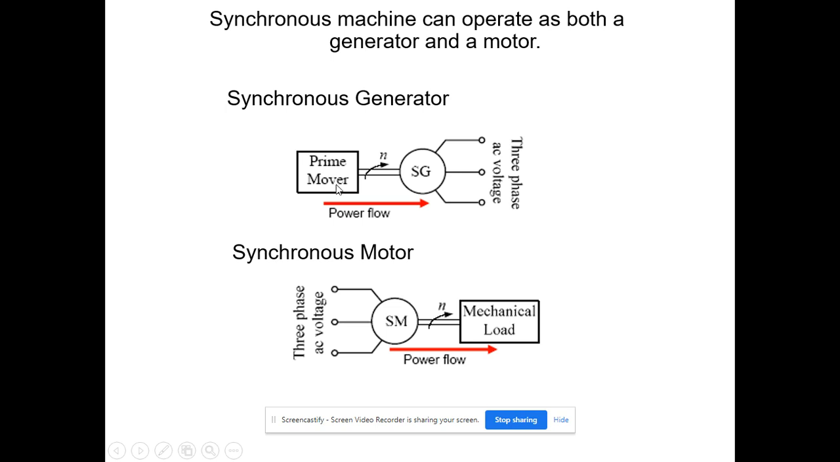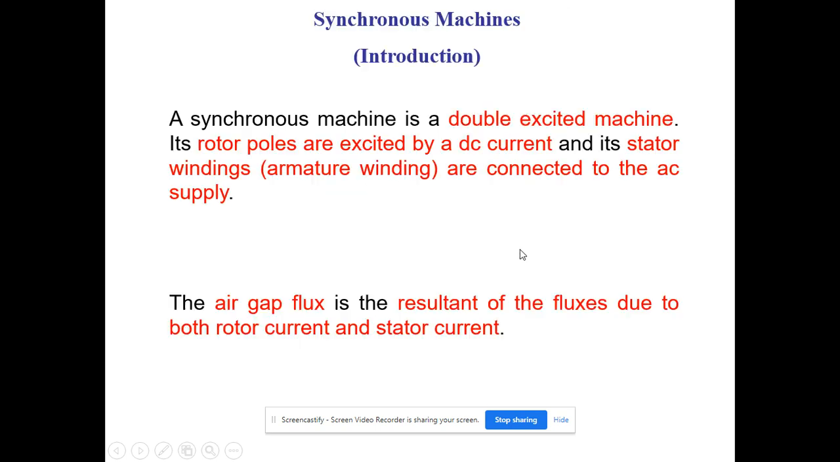Instead of that, using a prime mover, we rotate the synchronous machine to produce electricity. That is a synchronous generator, which produces the AC supply. Another name for it is alternator. This concept is used in real power generating systems.